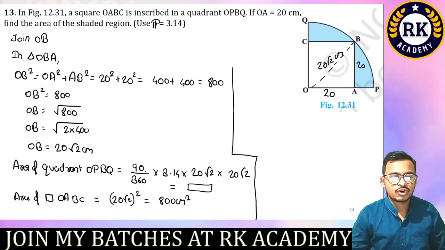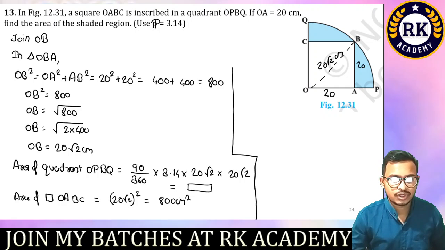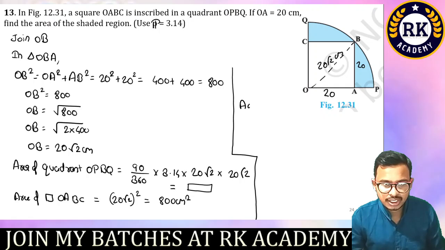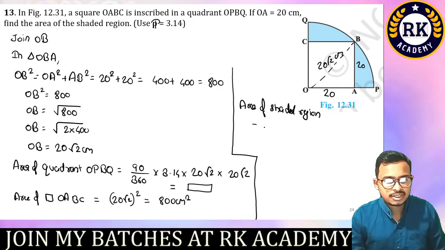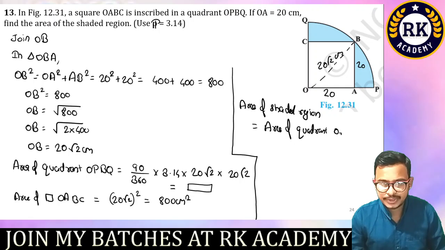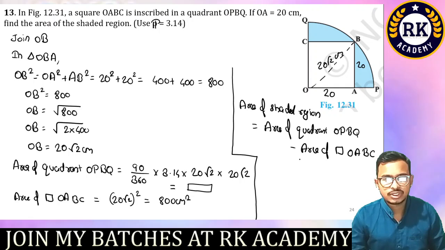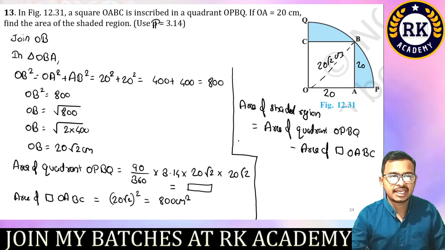ओके, एरिया ऑफ क्वाड्रेंट ओपीबी आपको निकालना है. फिर एरिया ऑफ स्क्वायर एबीसी मिल गया. अब मुझे बताओ एरिया ऑफ शेडेड रीजन निकालना मुश्किल है? नहीं. सो एरिया ऑफ शेडेड रीजन शैल बी एरिया ऑफ क्वाड्रेंट, कौन सा क्वाड्रेंट? OPBQ माइनस एरिया ऑफ स्क्वायर OABC.